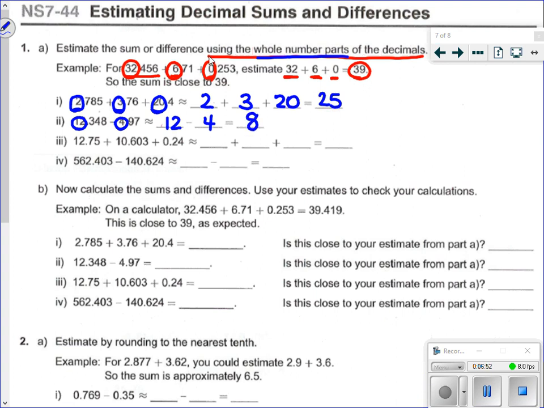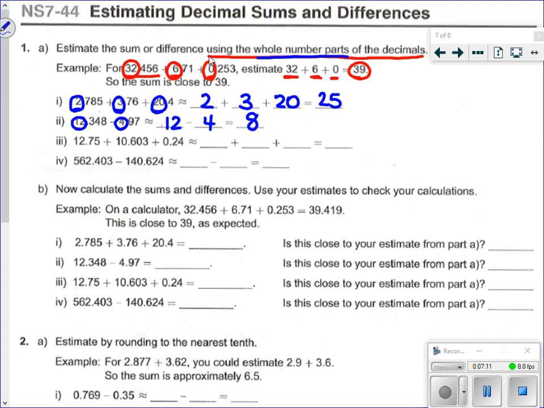Okay? This doesn't get us a very close estimate because we're ignoring the fact that there is a digit after that whole number part that would either keep that whole number part as is or it would bump it up. But it gives us an estimate if we were just looking for a quick estimate in our head.